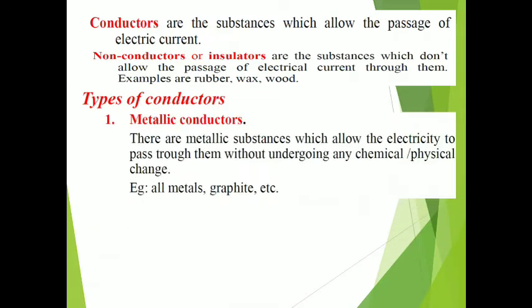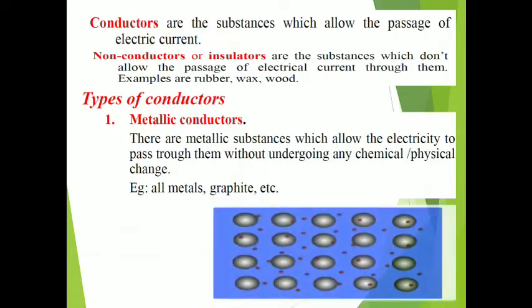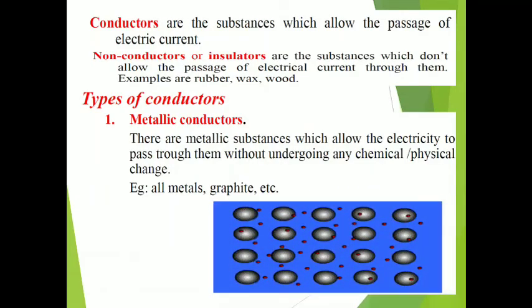First one is metallic conductors. Examples are all metals. These are metallic substances which allow electricity to pass through them without undergoing any chemical or physical change. Now in this diagram you can see there are lots of free electrons available in metals. So these free electrons help in the conduction of electricity.